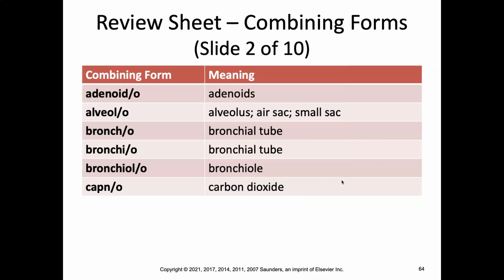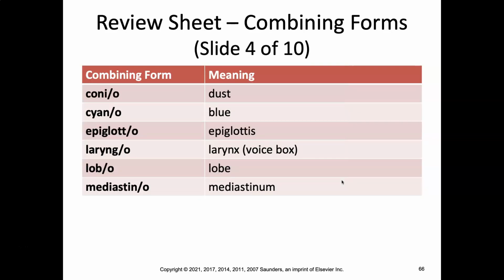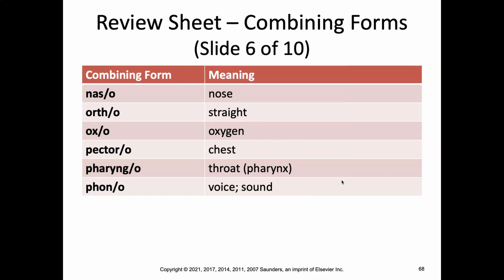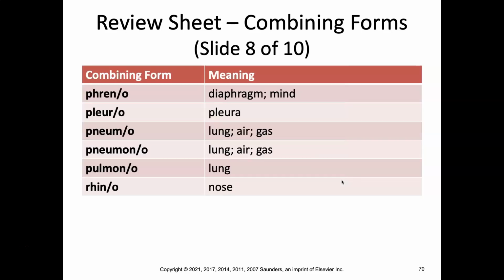All right, more combining forms or some of the same. It actually looks like they're mostly the same. Adenoido, alveolo, broncho, bronchio, bronchiolo, capno, conio, cyano, epiglotto, laryngo, lobo, mediastino, naso, ortho, oxo, pectoro, pharyngo, phono, freno. And notice here, freno can also mean mind, so you have to really be aware of context. Pleuro, pneumo or pneumono. I guess I was trying to pronounce those two together. Sorry about that. And pulmono.